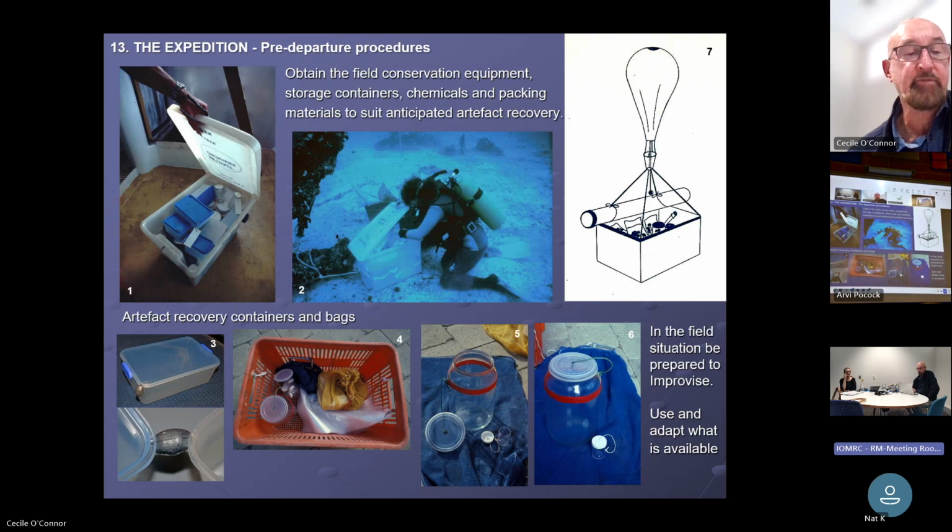Plastic bags, all sorts of things, net bags, and so on. And there's that little lead weight I told you about. Simply a little hole drilled in the corner and a fishing line attached.